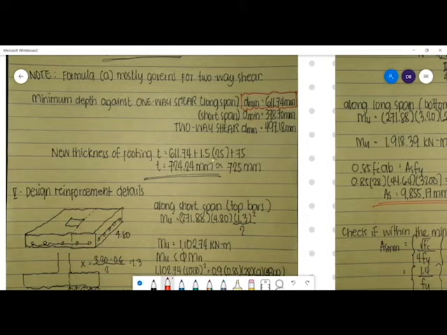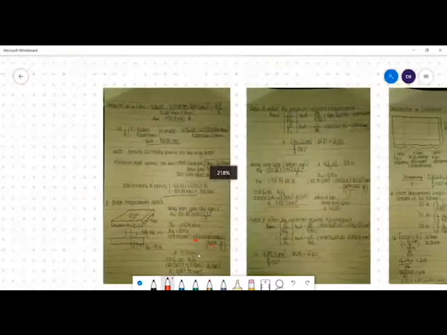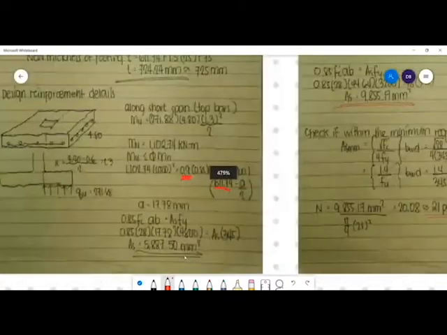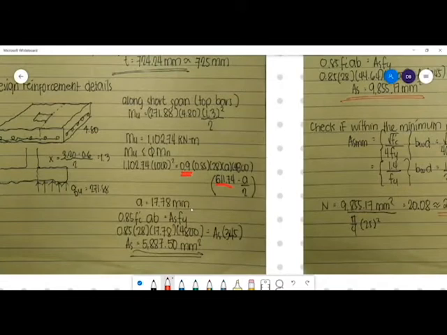So the new thickness of our footing is 611.74 plus 1.5 multiplied by 25 plus 75. Your thickness now is equal to 724.24, which is also equal to 725 millimeters. Going back here, we are able to solve for the value of A, which is equal to 17.78.